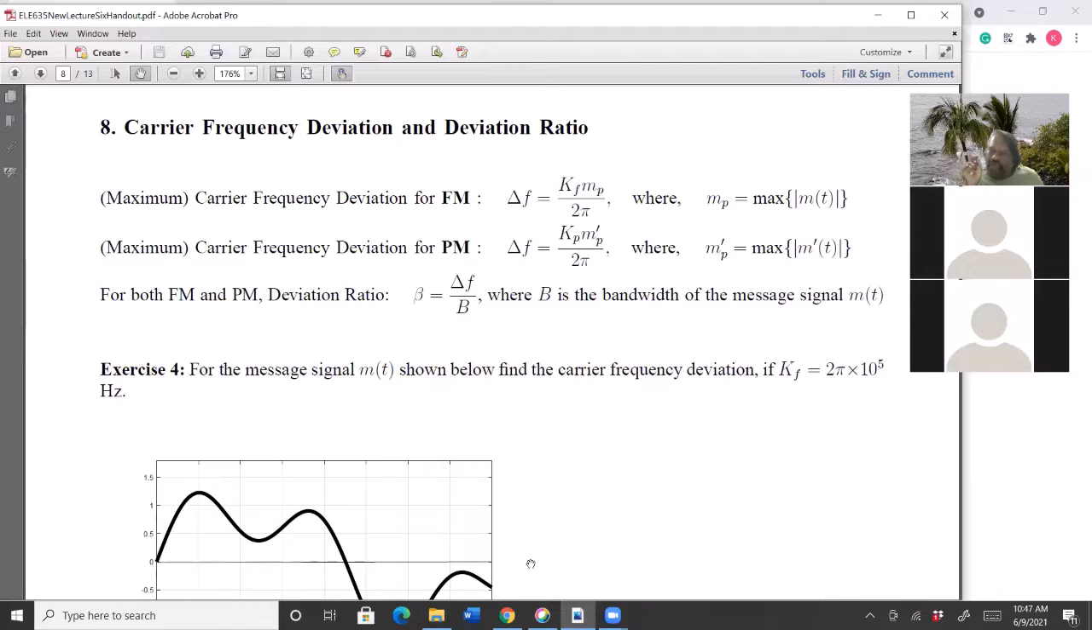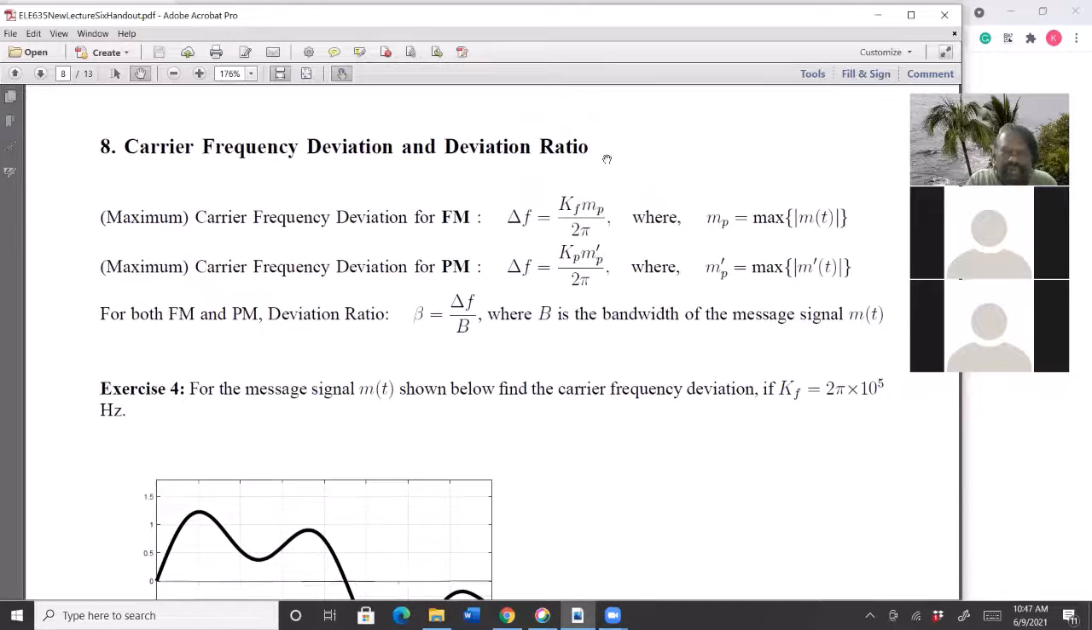So how much your frequency deviates, the maximum value of the frequency deviation, is important. So we call that maximum carrier frequency deviation, but we are lazy, so often we ignore the maximum. We just say carrier frequency deviation, but we mean the maximum carrier frequency deviation. So let's go here and look at what happens.